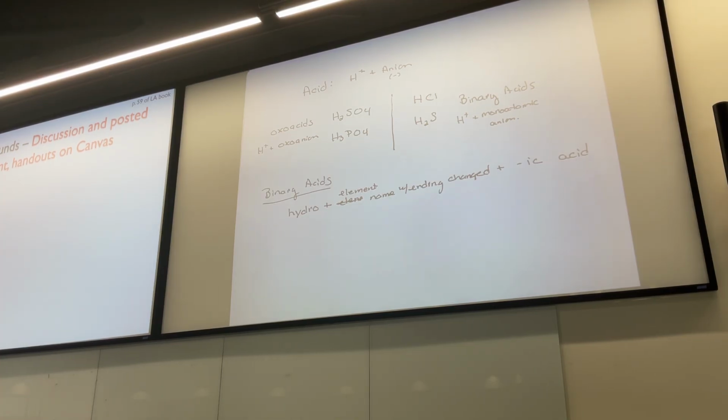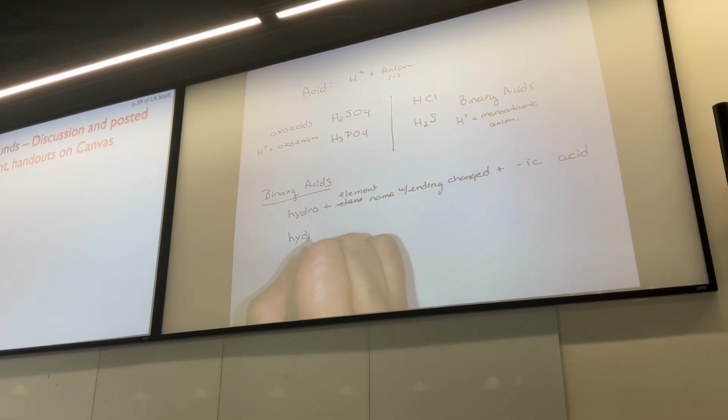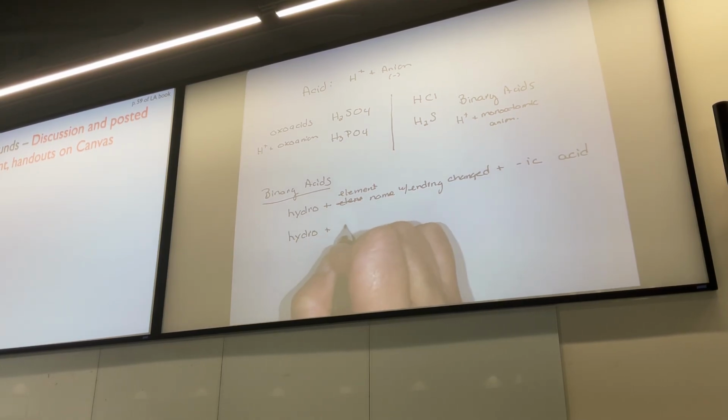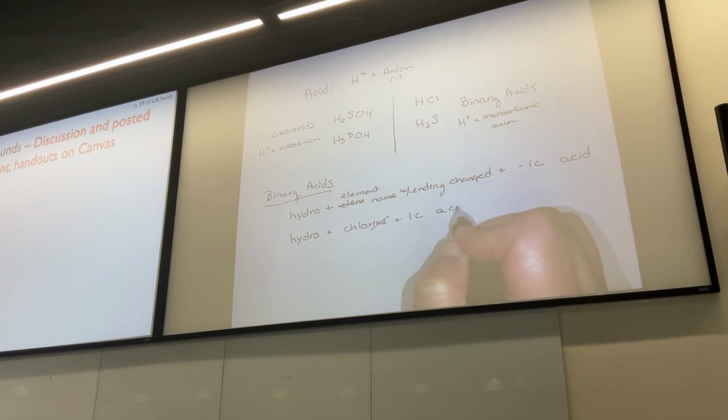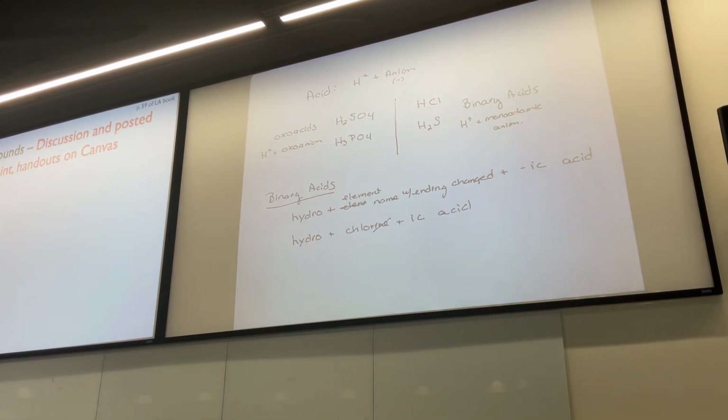So for our example, HCl, since it's binary, hydrogen and chlorine, the only two elements present, we always have that prefix hydro. We're going to add to that the element name with the ending changed to "ic," meaning hydrochloric acid.